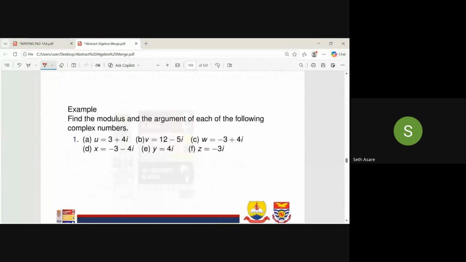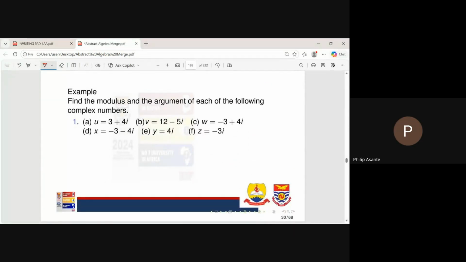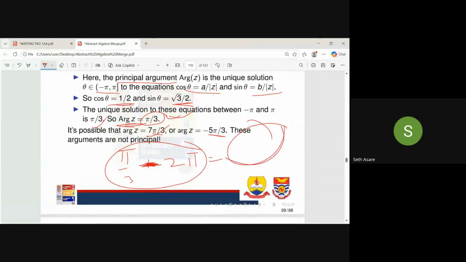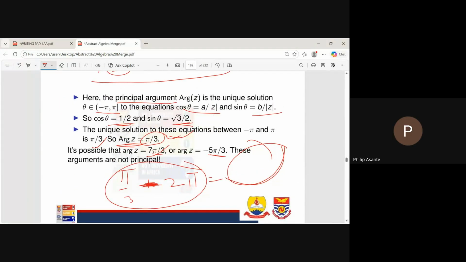So that is it. Now let's look at this. Sir, when the complex equation is given to you, do you treat A as the real number and B as the imaginary number? Yeah, that's what you have to do.